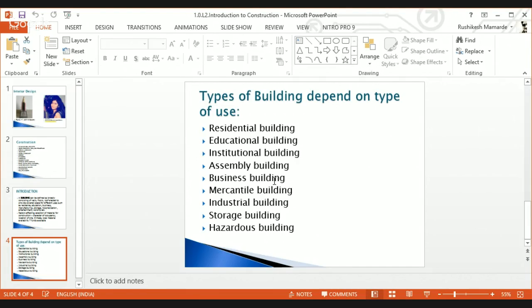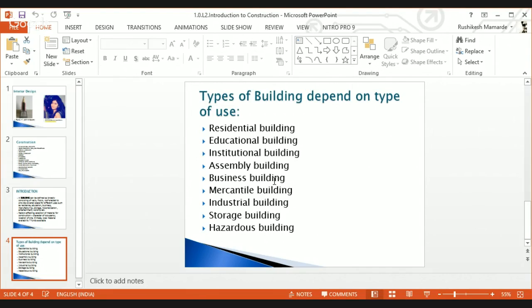Then the next is mercantile building. These shall include any building or part of a building which is used as a shop, store, or market for display and sale of merchandise, either wholesale or retail. In every city and every town, you have buildings like a market yard. All these types of buildings fall under the mercantile building category.